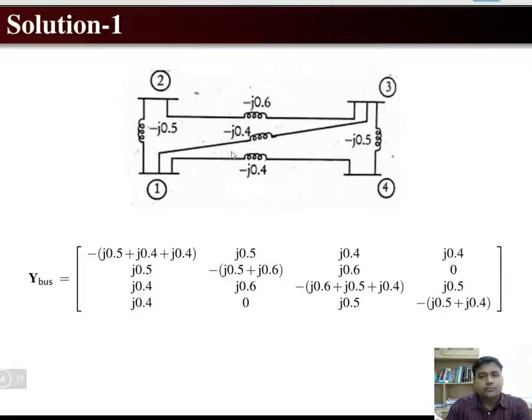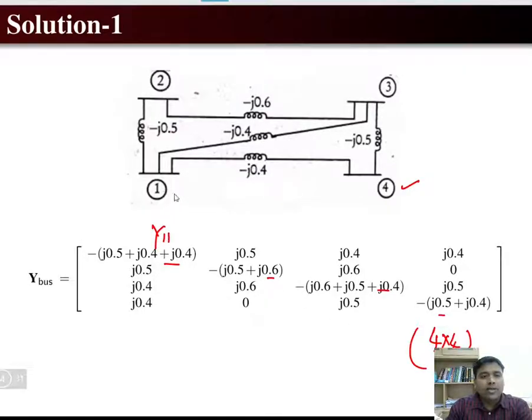So let us see. In this problem, we have to first compute the diagonal elements. Now it is a 4 bus system, so the size of the matrix will be 4 cross 4. First we obtain the element Y11. Element Y11 will basically be the sum of all the admittances that are connected to it. We can see that there are 3 admittances connected, this, this, and that, and they will form Y11.